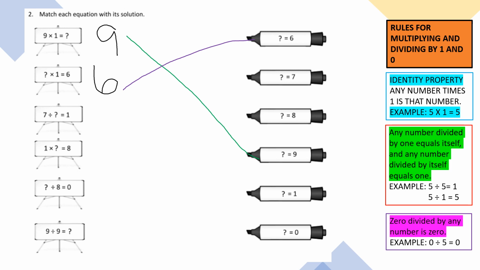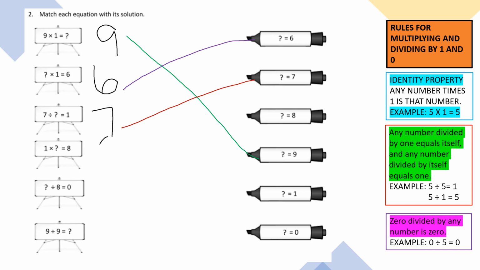Okay, let's look at the next equation. 7 divided by blank equals 1. Now remember, any number divided by itself equals 1. So it's 7 divided by 7 equals 1. I'm going to draw a line from here to the 7. Okay, the next one says 1 times blank equals 8. 1 times what equals 8?